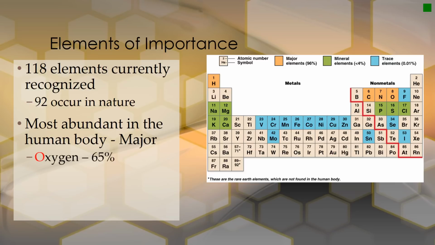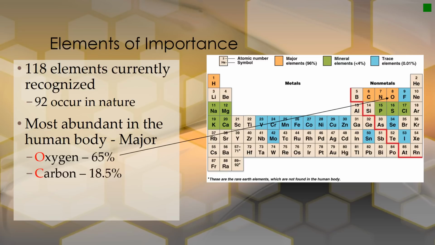Oxygen is one of them. Its chemical symbol is the capital letter O that I have in red there. Approximately 65% of the elements in your body consist of oxygen. So it's a lot more than you might expect. On the periodic table, it's element number 8.